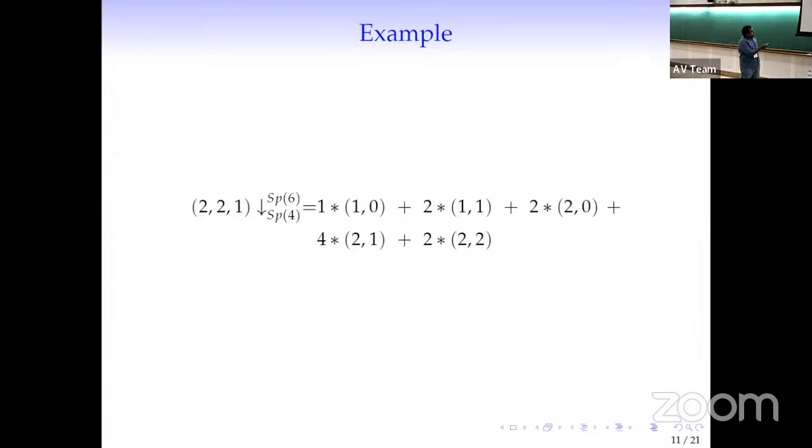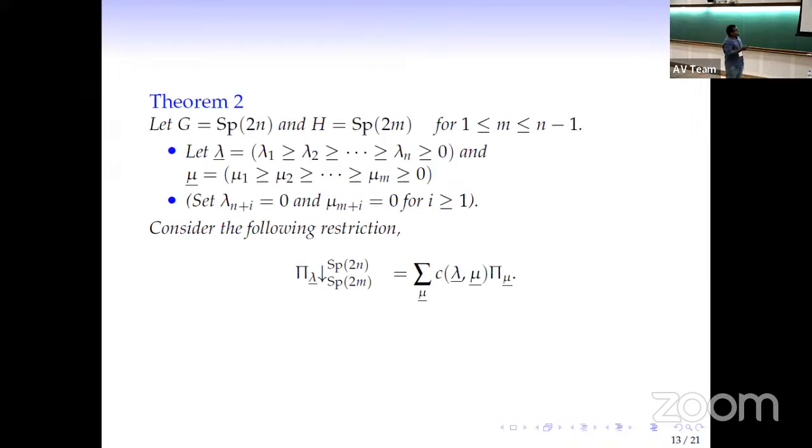Our target is that, from arbitrary sp6 to sp4, where the gap is only 2, one can ask about sp100 to sp50 or sp1000 to sp100. What will be this coefficient? That is the challenging one, and this is what we are trying. We will see. This is the new result. Again, this is the problem: sp2n to sp2m, where I choose m anything less than or equal to n minus 1.